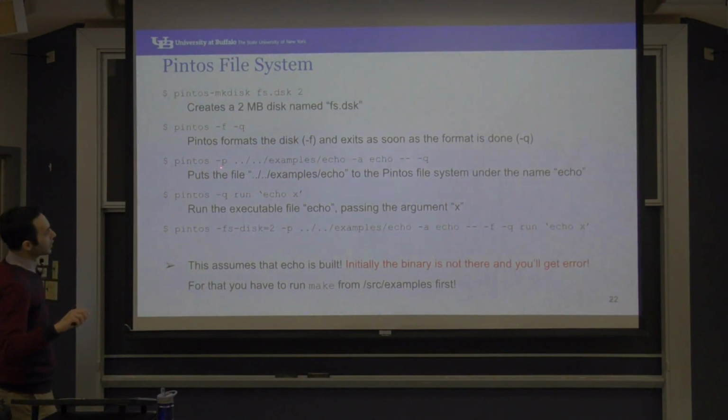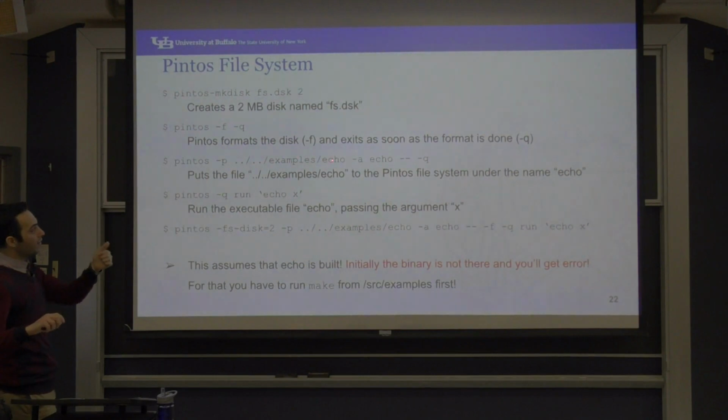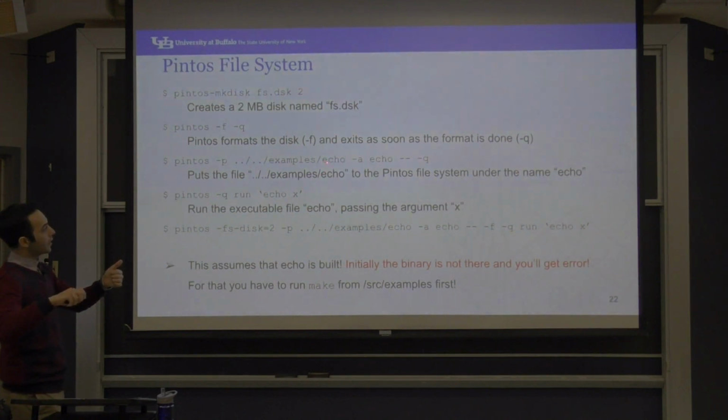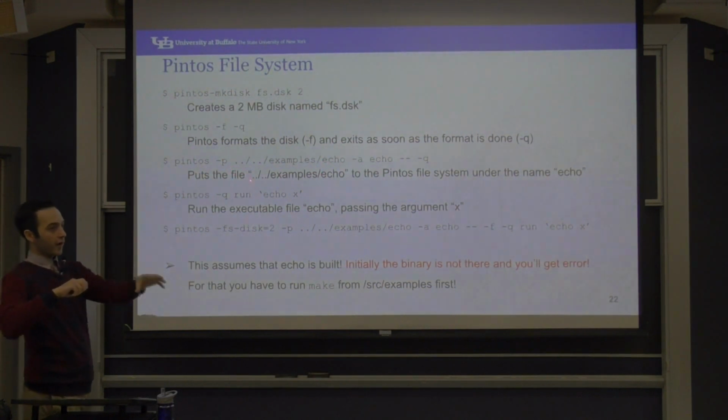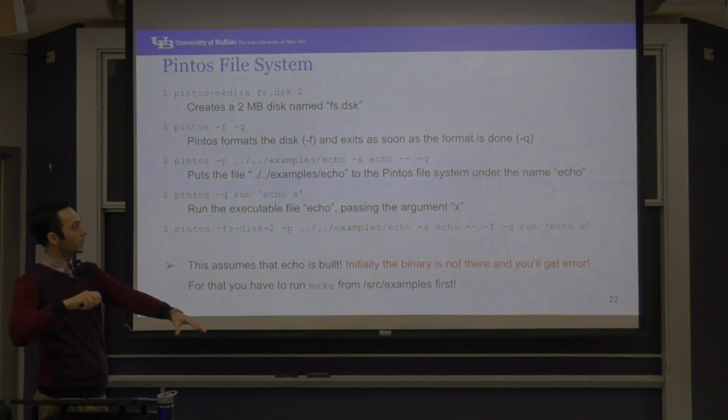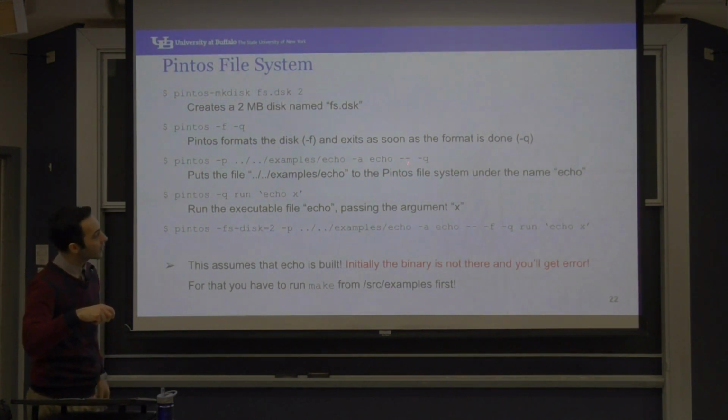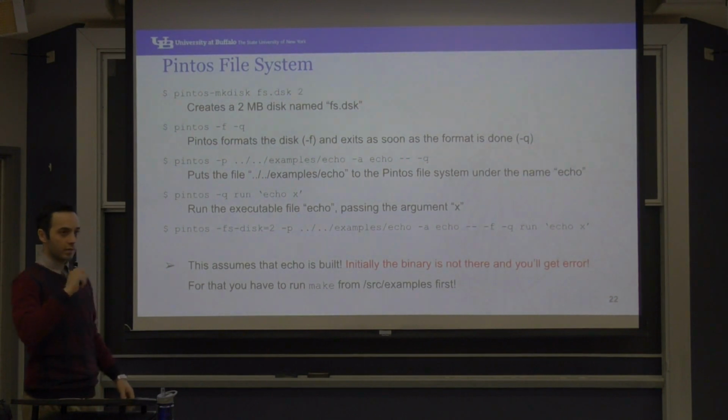Then you have the -p, which is the put. So you can tell the Pintos script, hey, I have a file here. This address is in your Ubuntu. I have a file here. Put it in your file disk, and you give it an alias like echo. You can change the name. I think even if you don't do that, by default it takes the same file name. And then -q. Remember, the spaces, the number of dashes, everything matters.